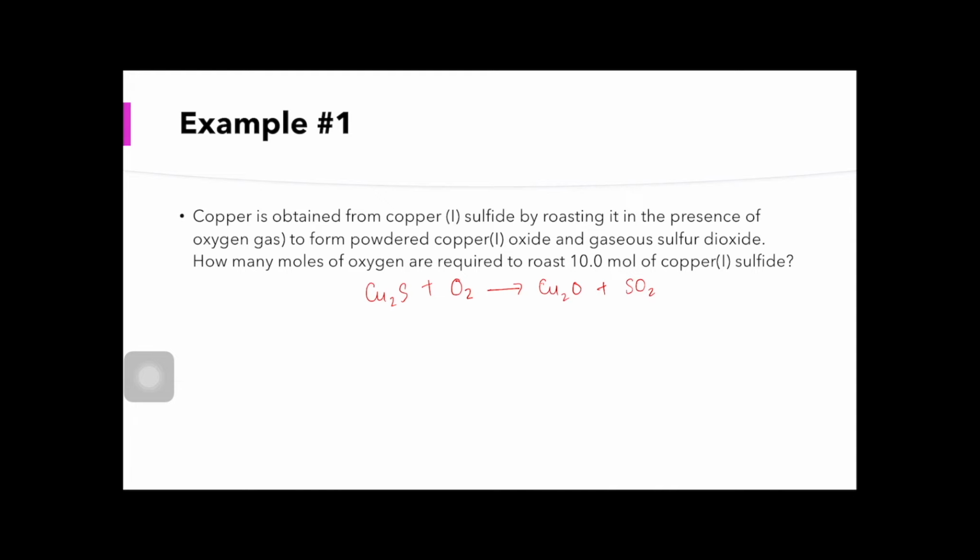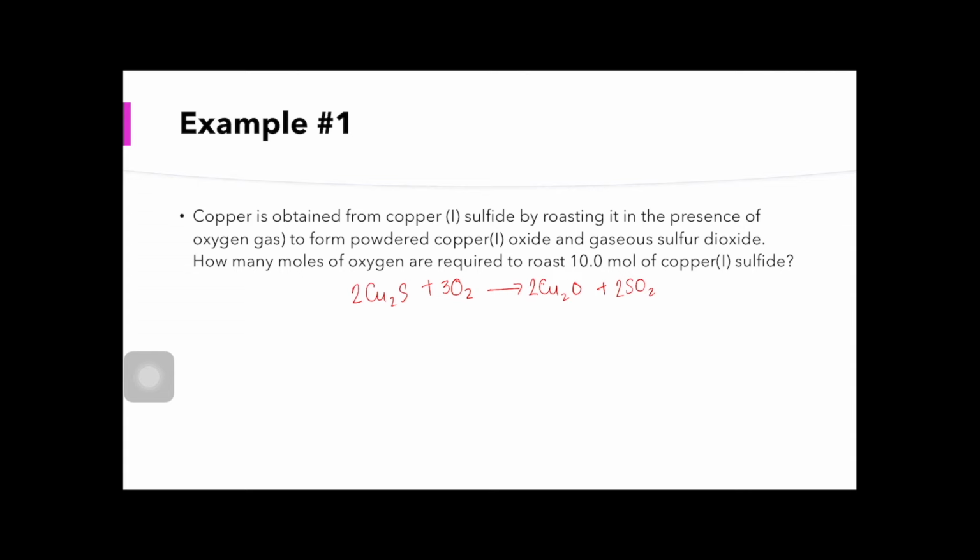If you can recall how to balance the equation, the balanced equation would be 2 moles of copper sulfide and 3 moles of oxygen will yield 2 moles of copper oxide and 2 moles of sulfur dioxide. Hopefully you can recall how the equation was balanced. And from this balanced equation, we can now solve the stoichiometric problem.